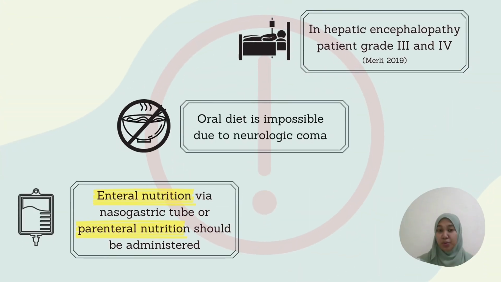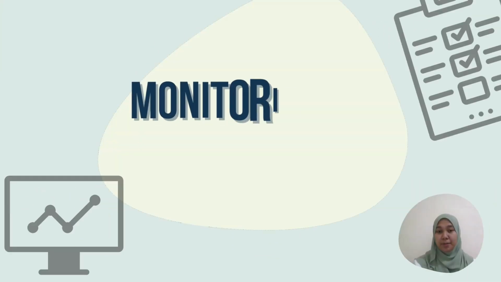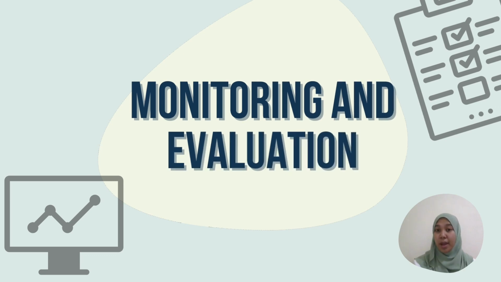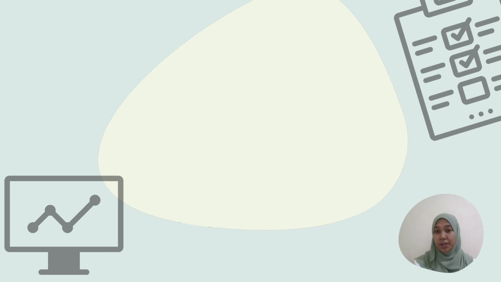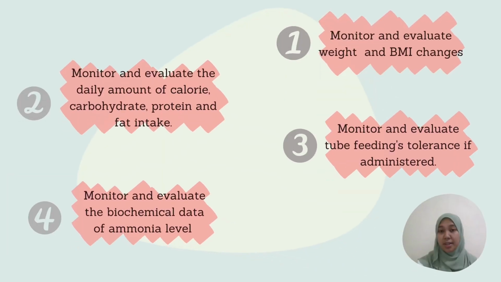Enteral and parenteral nutrition are advised for grade 3 and 4 HE patients due to neurologic coma. In the last part, we will see what will be monitored and evaluated for HE patients. Weight changes, daily intake, tube feeding tolerance, and biochemical data will be monitored and evaluated.